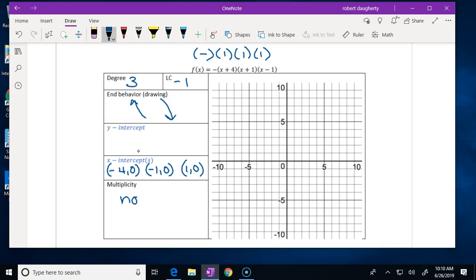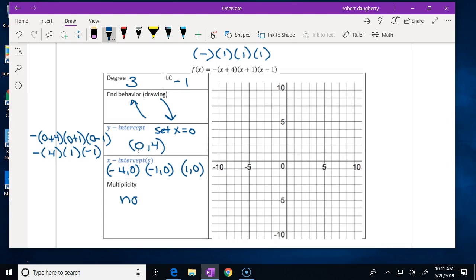The y-intercept, you find the y-intercept when you set x equal to 0. When I do that, I will get negative, and let's see, I get 0 plus 4, 0 plus 1, times 0 minus 1. So that's -4 times 1 times -1. That is equal to 4. So (0, 4) is the y-intercept.